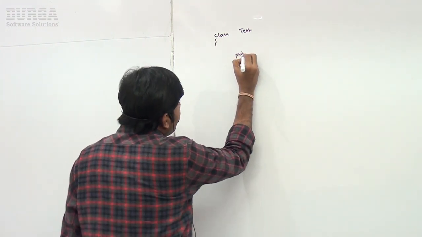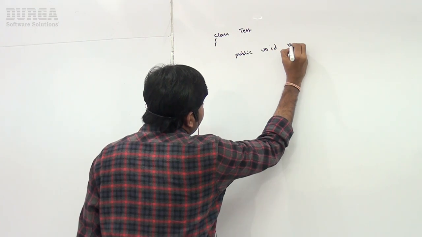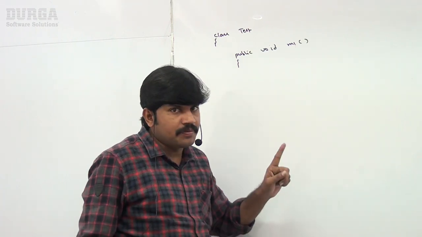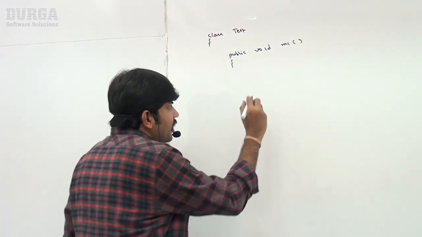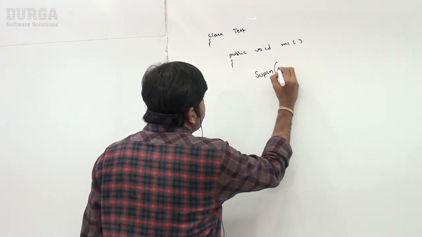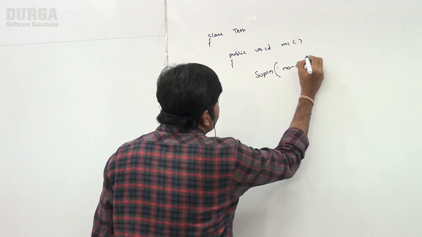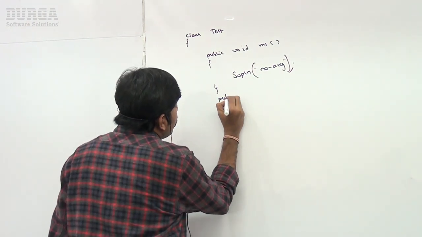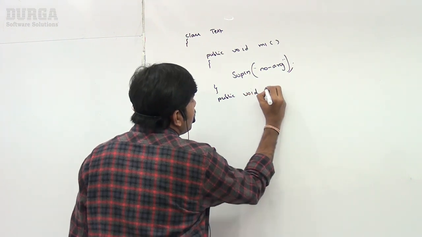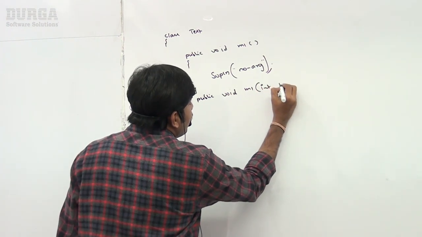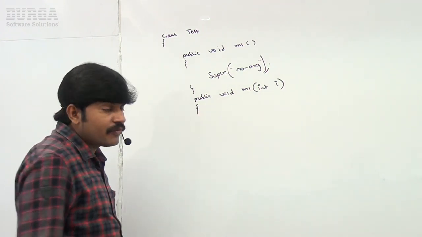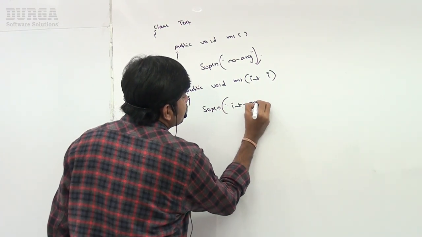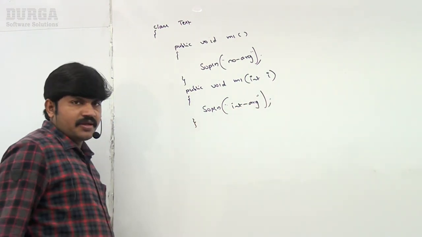And here I'm taking a public void m1 method. Observe the method name and argument types, very important. More concentration is required. Sir, here System.out.println, no-arg method, regarding SOPR, no-arg method. Similarly, public void m1(int i), System.out.println, int-arg method. Are you getting it? Int-arg method, right?